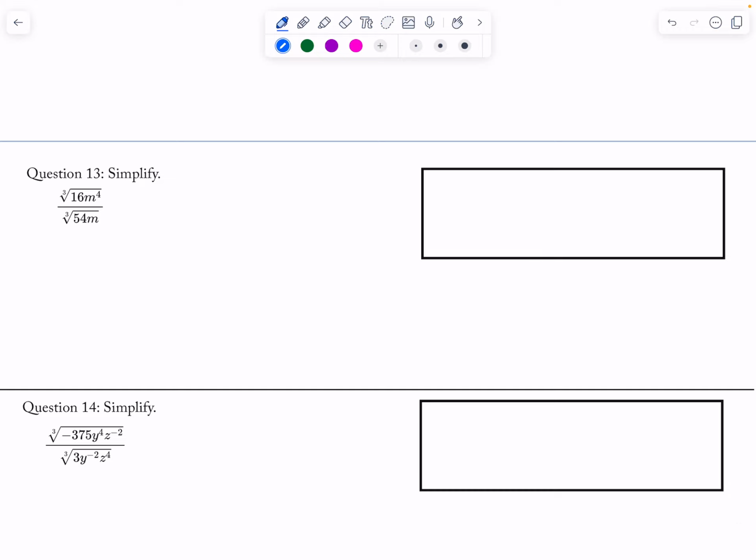13. Cube root of 16 over 54, and then m to the fourth m. So they're both divisible by 2, so this gives me the cube root of 8, the cube root of m cubed, and then this is the cube root of 27. So this will be 2m over 3.